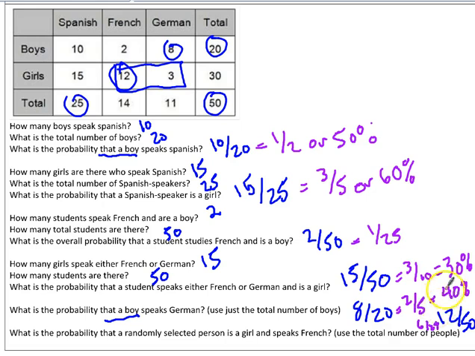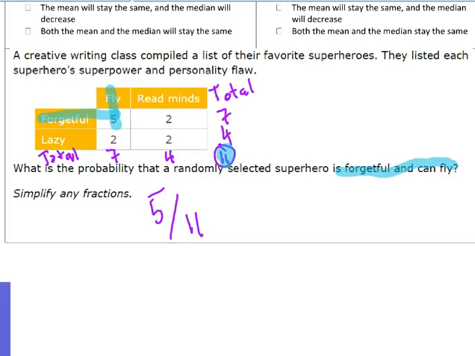Okay, so that is how to find different types of specific probabilities. And I think, is that both 2 pages? Yep, we got 2 pages down. Okay, so I'll do the next 2 pages in the next video.